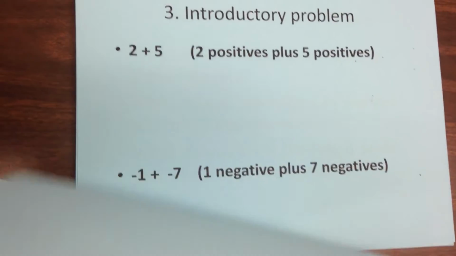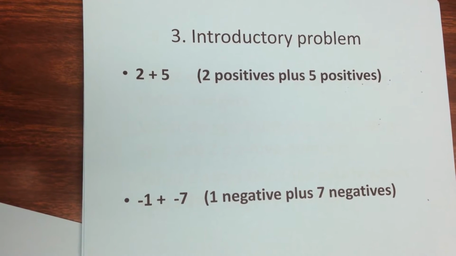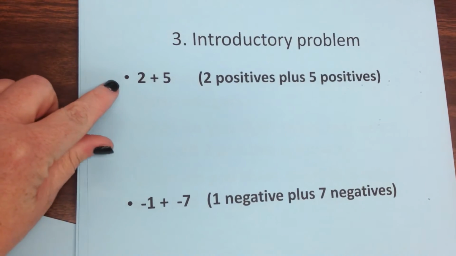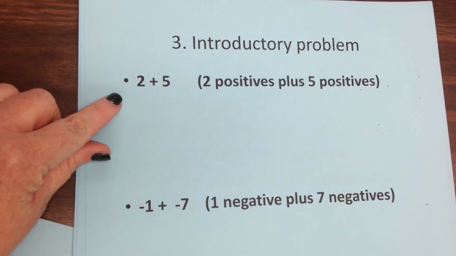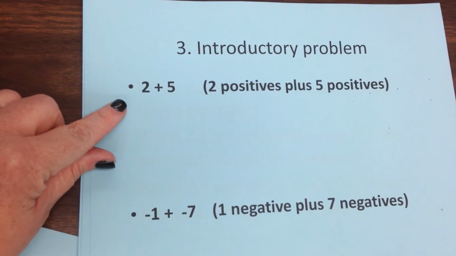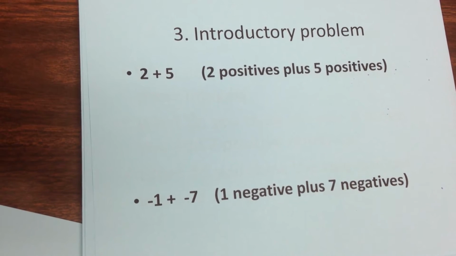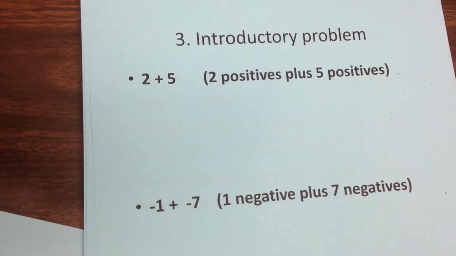Okay, now it's your turn. Number 3, your introductory problem. I want you to do 2 of these. I want you to add 2 positives plus 5 positives, and you can do those with just drawing the circle with a positive sign in the middle. And then also do negative 1 plus negative 7. That would be 1 negative integer plus 7 negative integers.